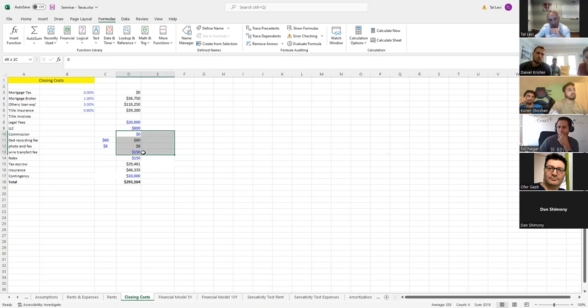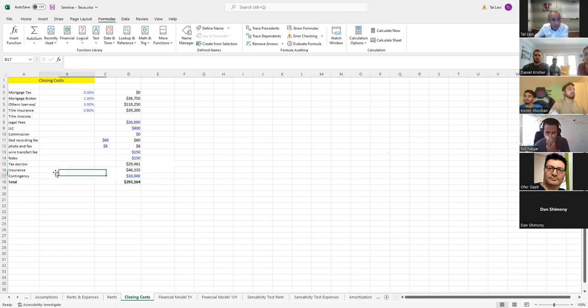There are some small fees, wiring fees, stuff like that. If I'm taking a loan, the bank is going to ask me to pay all the taxes a year up front, so I'm going to need about $30,000 for that. I'm going to have to pay the insurance a year up front, which is going to be $45,000, $46,000. And I have another contingency: I'm giving myself another $10,000 as a contingency, which means it's going to cost me about $293,000 to close this deal.